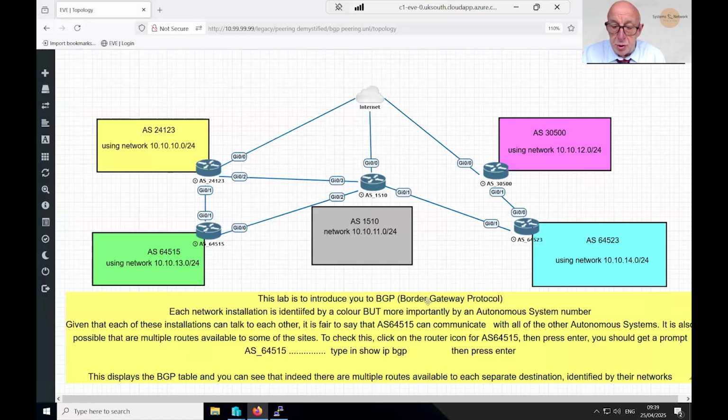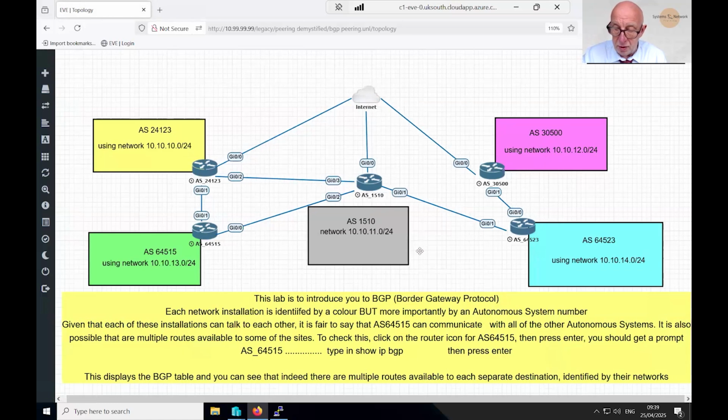So this lab is to introduce you to BGP. Each network installation is identified by a color, but more importantly, by an AS number. Given that each of these installations can talk to each other, it is fair to say that AS64515, here it is, can communicate with all the other ASs. It's also possible that multiple routes are available to some of these sites. So this is what we're going to try and see.